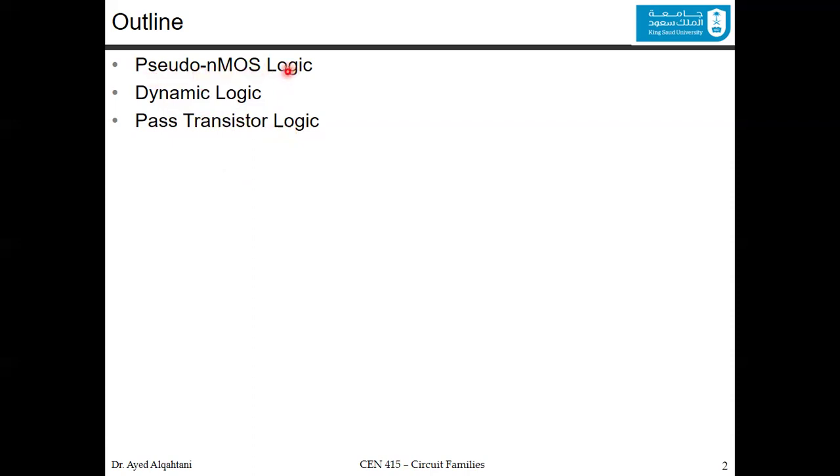It's only one type. It's the pseudo-NMOS. The dynamic logic, under the dynamic logic, there are a few types, and we will cover all of them. And in the pass transistor logic, we will also introduce new ideas as well.